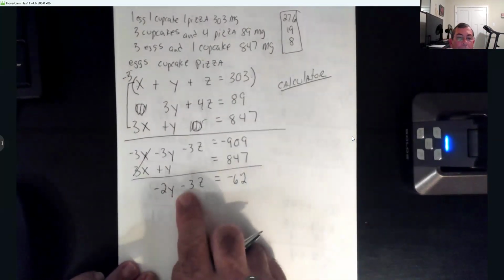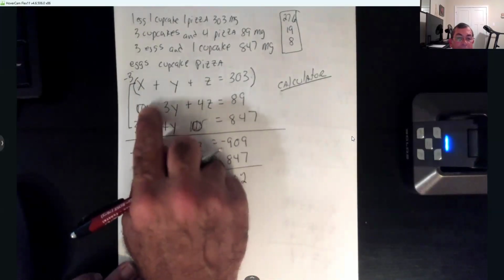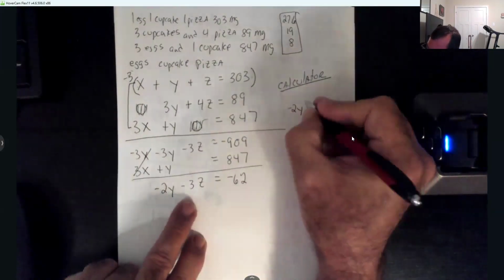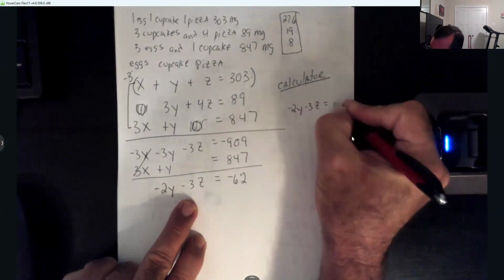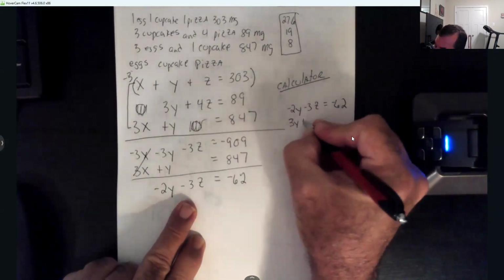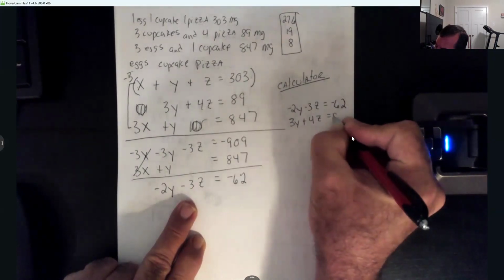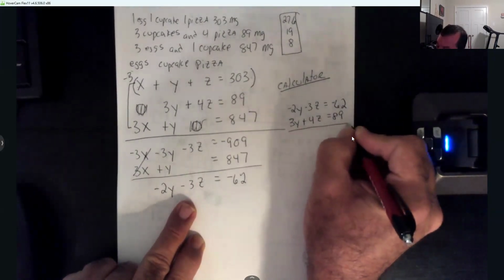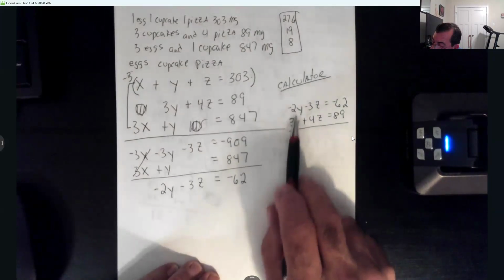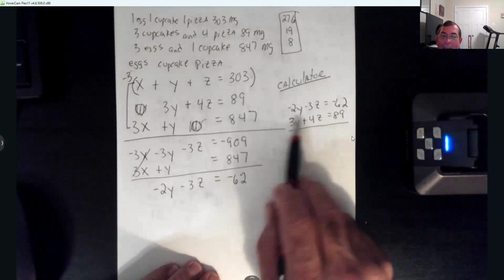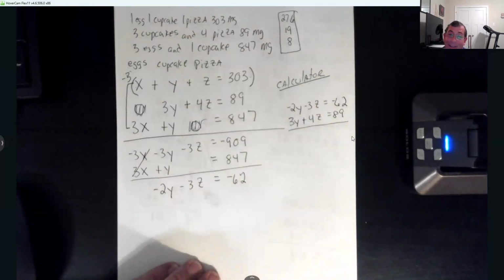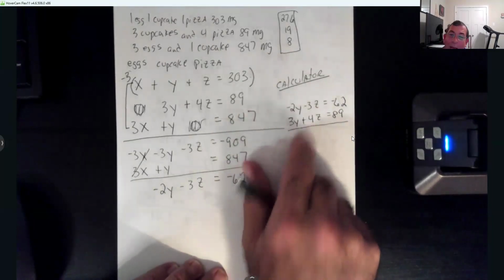All right, so remember, that's one of my 2 equations. This one has y's and z's because it didn't have an x. That'll be the second one. So we got negative 2y minus 3z equals negative 62. This one was 3y plus 4z equals 89. So I sort of got a fun one left here because I can't just change one row to cancel anything. I've got to change both rows no matter what, because these numbers don't multiply into each other, okay?